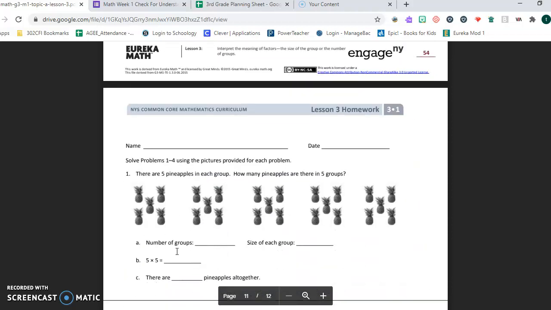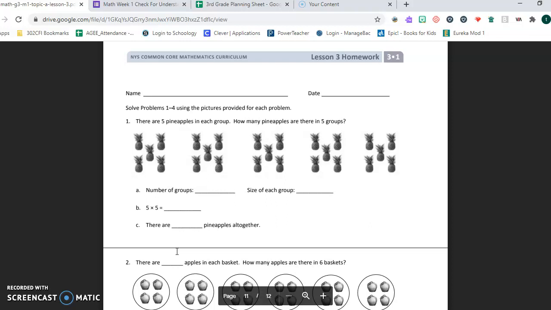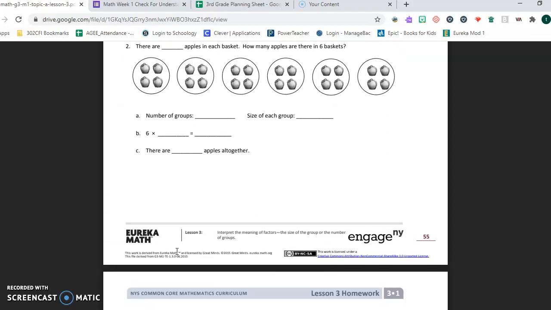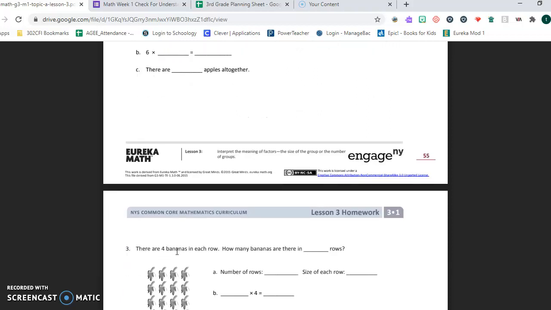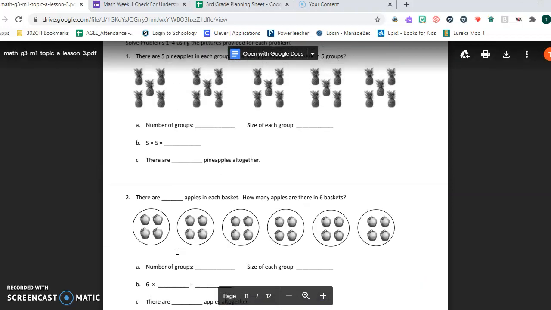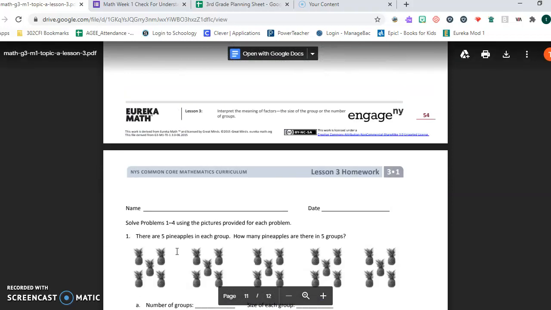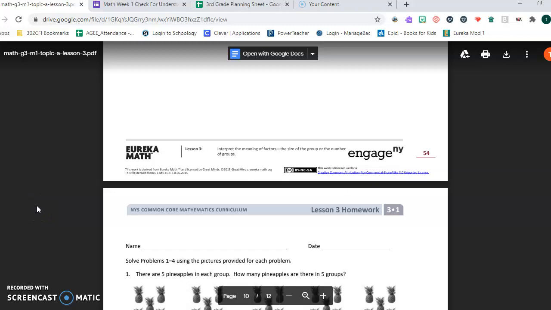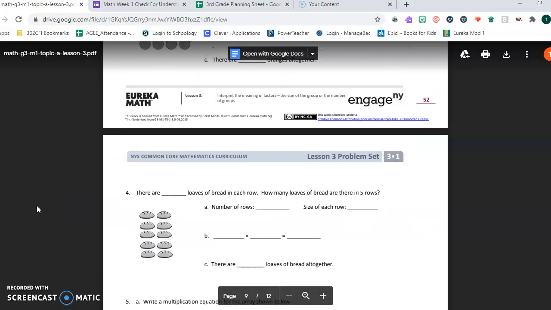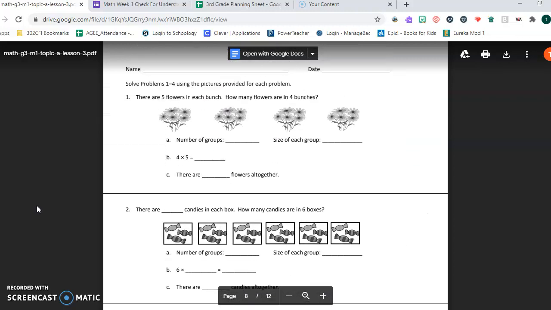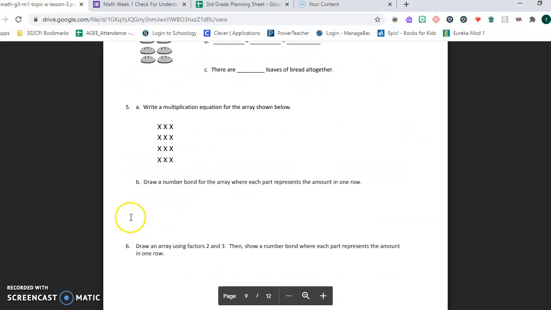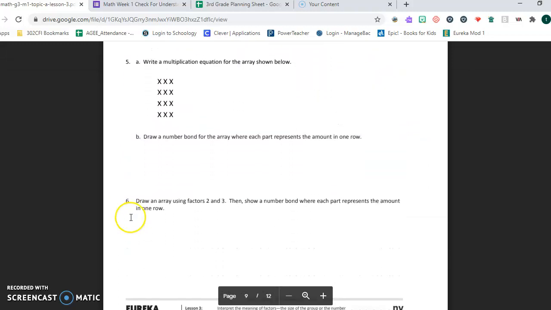And then we've got here the extension work. You'll get some extra practice doing this. I'm not assigning this, but if you finish and you've got plenty of time left in math, you can go ahead and work on the homework for lesson 3 and get some extra work on that. The only assignment for this is the lesson 3 problem set. So you'll be doing numbers 1, 2, 3, 4, 5A and B, and 6.